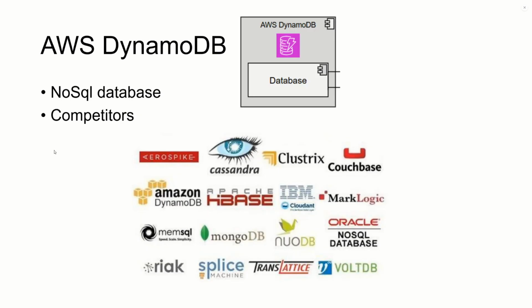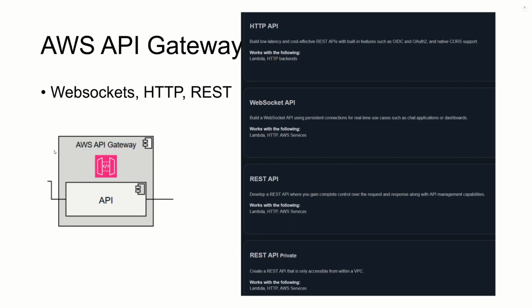DynamoDB is a NoSQL database. You can get these anywhere, and it's not a big deal. As far as performance, costs, everything's going to be pretty similar. But I'm just going with the Amazon database.